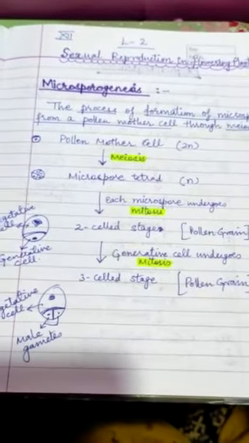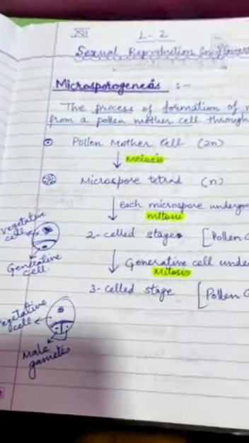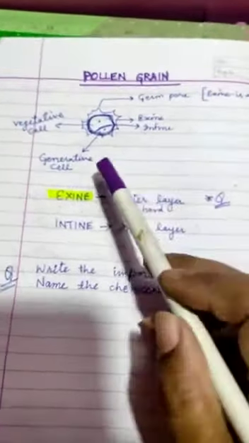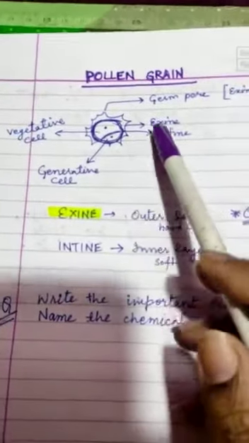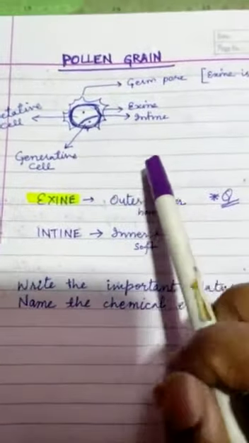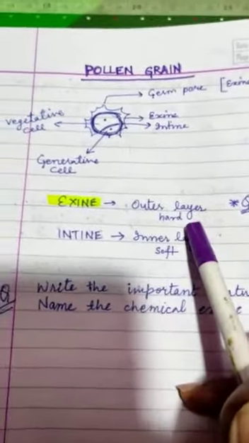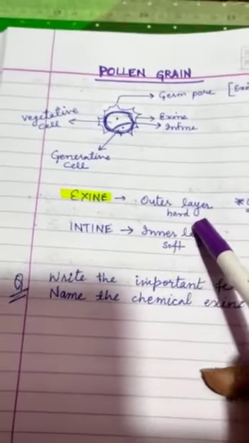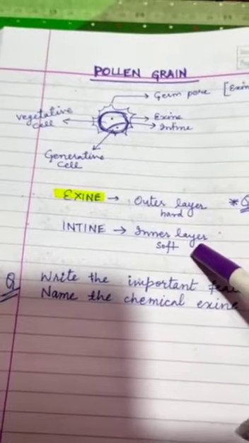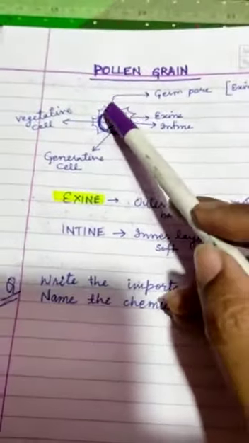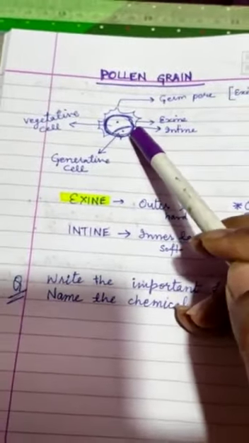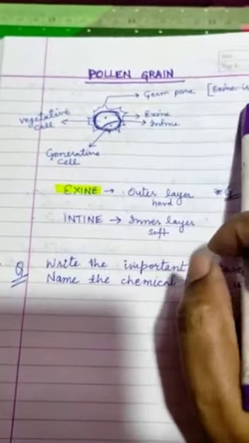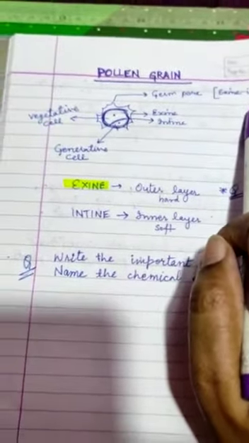Now the structure of pollen grain is also very important. If you see the diagram, it has 2 layers. Outer layer is called exine and inner layer is called intine. Exine is a hard layer, intine is soft, and at some portions there are points where exine is absent. That point is called germ pore.